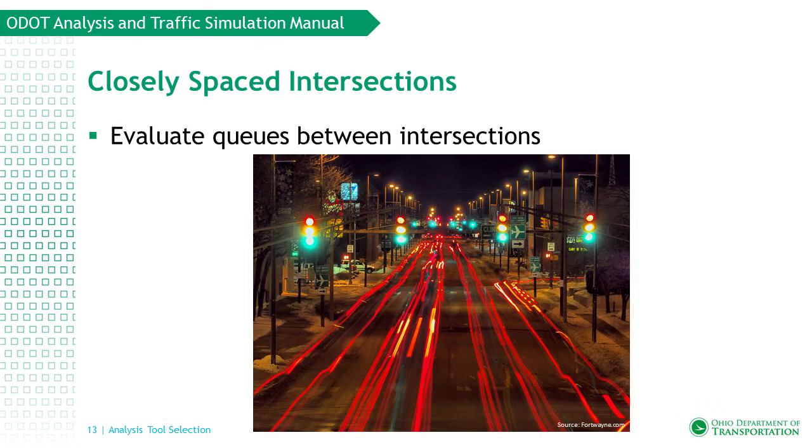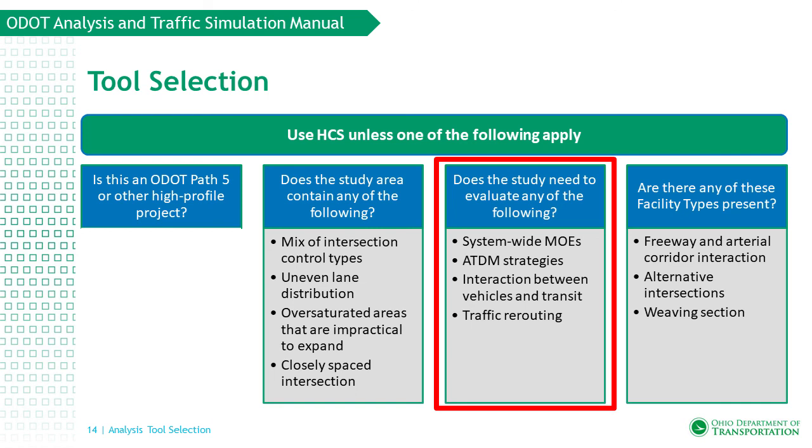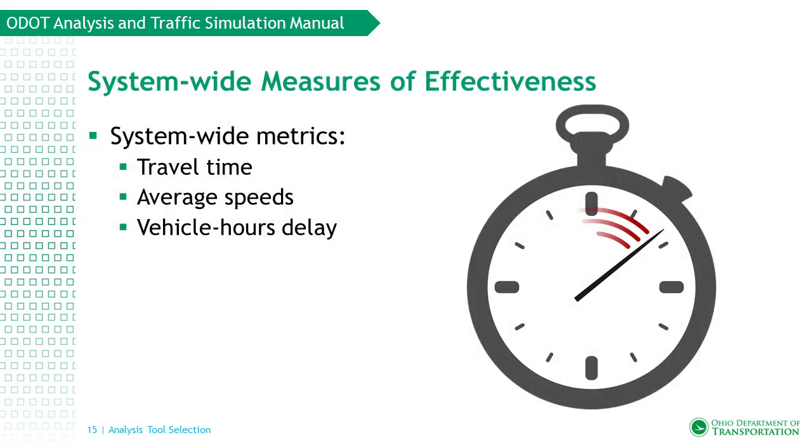Transmodeler should be used to evaluate the queues between the intersections to ensure that they do not impact upstream signals. When selecting the appropriate tool, it is important to understand if the study needs to evaluate any of the following: system-wide measures of effectiveness, active transportation and demand management, also known as ATDM, strategies, interactions between vehicles and transit, and traffic rerouting.